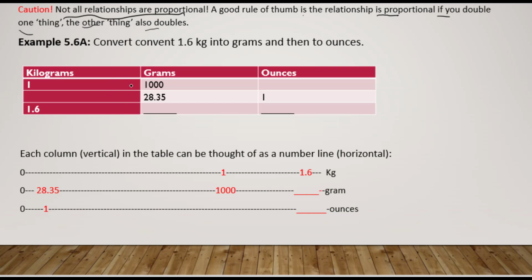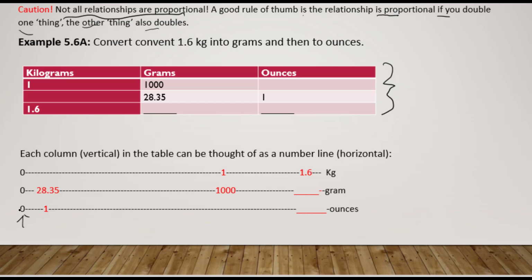So just to show you intuitively that these are proportional, if 1 kilogram is the same as 1,000 grams, then 2 kilograms would be the same as 2,000 grams. So conversions of this type are always proportional, but a lot of things in life are not proportional. So we're going to find out how many grams there are in 1.6 kilograms and how many ounces there are in 1.6 kilograms. And I'm using a number line here to show the relationship also, right?